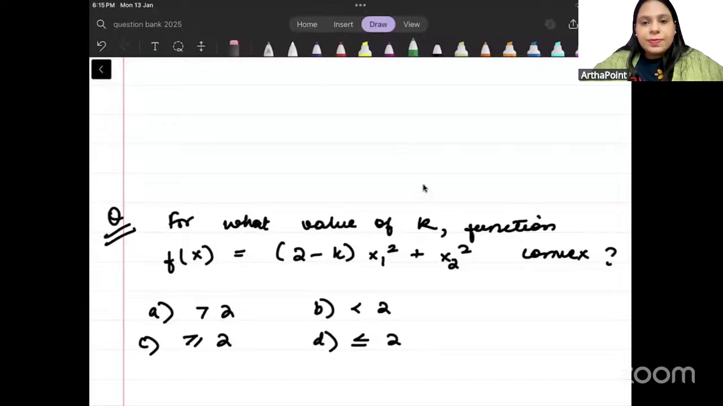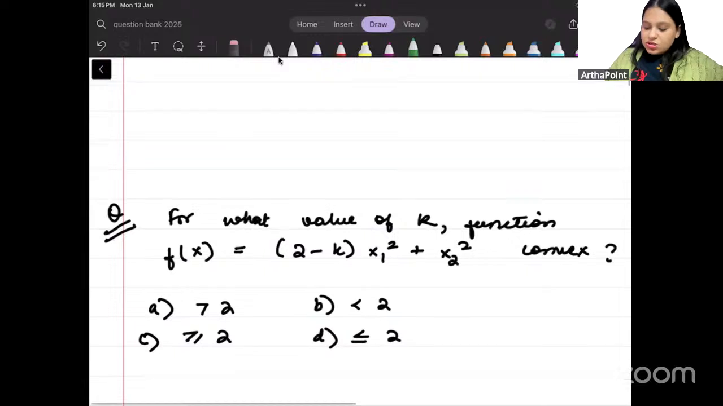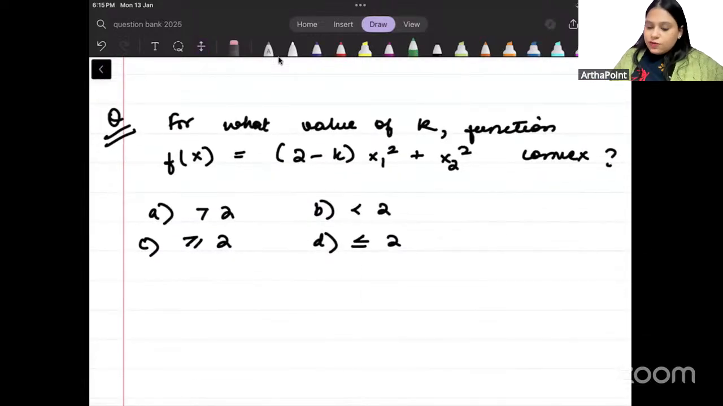Okay, B. What about others? Good. So let's try to see. It says for what value of k the function is convex.